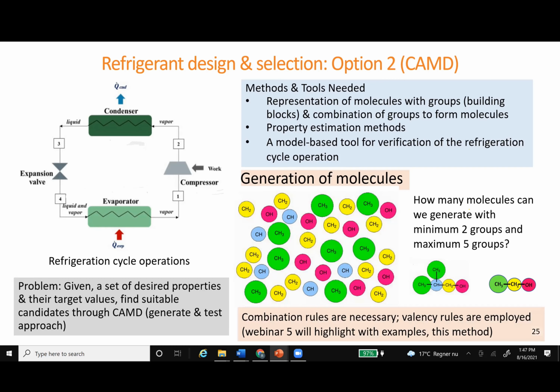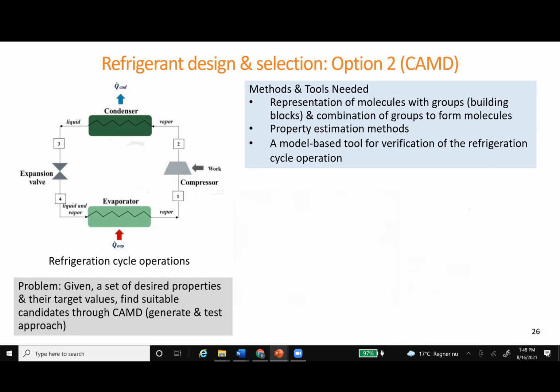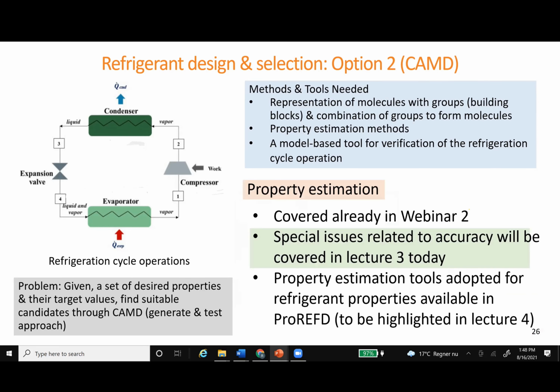So those combination rules are necessary, valency rules are necessary. They need to be employed, and these will also be discussed in webinar 5 during the chemical product design webinar. So let's say that with these we can generate the molecules. Then we need to predict the properties. I've covered most of the property methods in the last webinar, so I will not go through them.